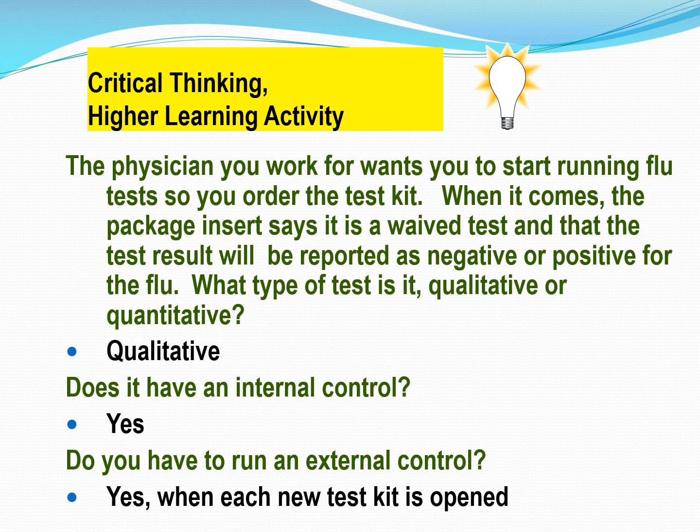Yes, remember we talked about this. Whenever you open a brand new kit, you have to run external controls. You would probably, for this particular test, have two controls. One that was a known value of being positive for the flu, and one that was a known value for being negative for the flu. When you opened up that kit, you would run both. And if the one that was supposed to be positive was, and the internal control worked, and the one that was negative showed as negative and its internal control worked, then you can start using that kit on your patients as long as you make sure you record all results.